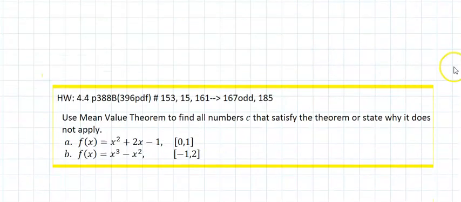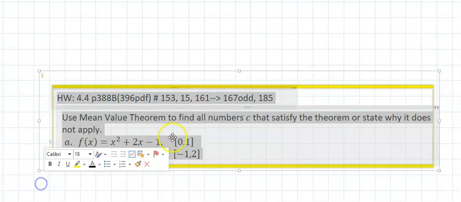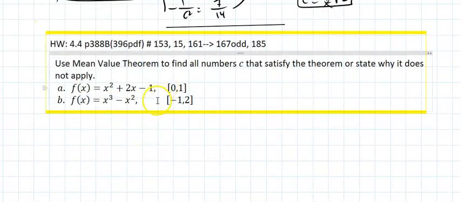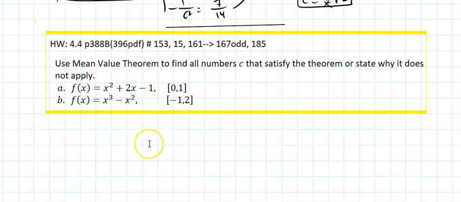And that's pretty much it for this section. This is not a very long section. Now the book doesn't have adequate problems. I gave you 2 problems to apply the mean value theorem on, and we go from there.